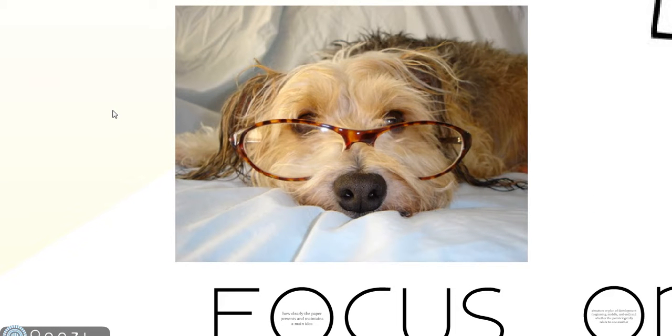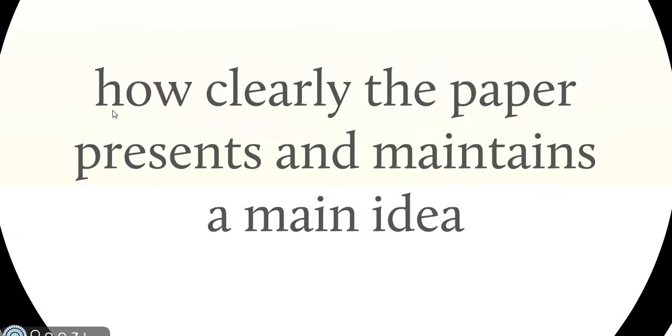What exactly is focus? And you can see my little dog there with his glasses on, and he's trying to bring everything into focus by wearing glasses. But here's what we know about focus from the people who make the FCAT Writes test. They tell us that focus is how clearly the paper presents and maintains a main idea. In other words, have you stayed tight on the topic from beginning to end?